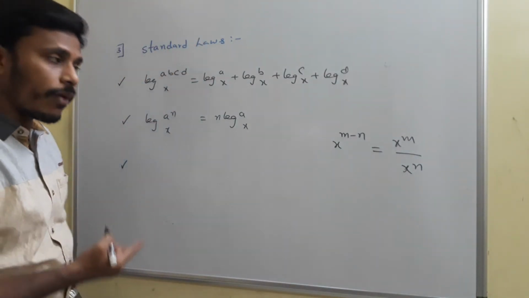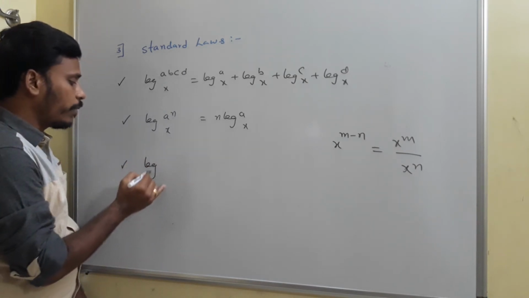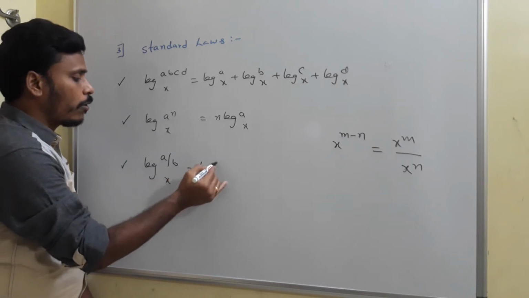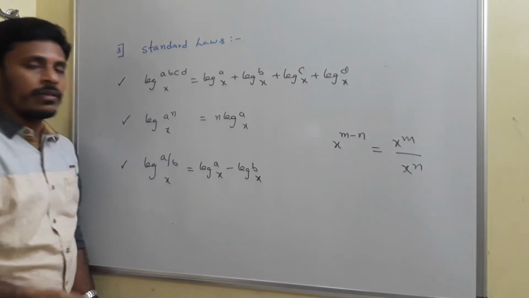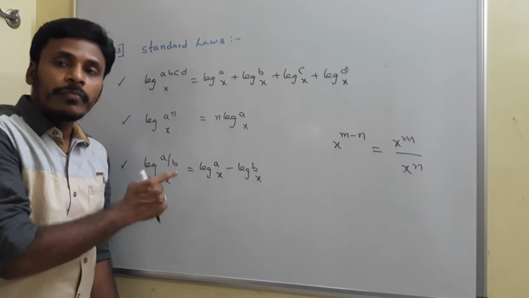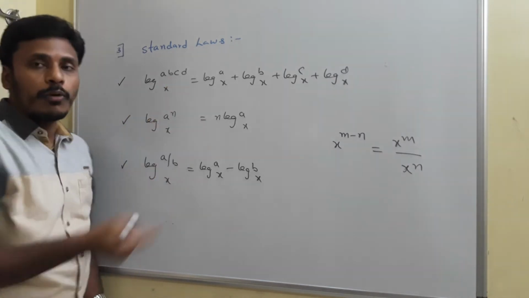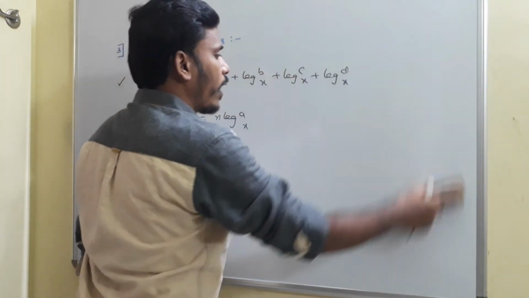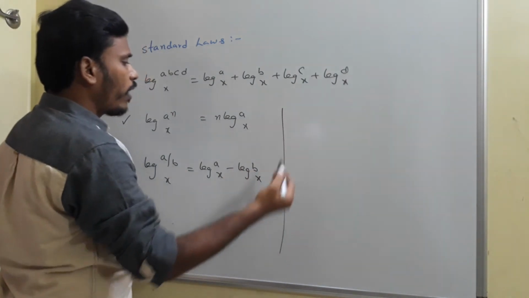Using this law of exponent, we will develop another law of logarithm, and that law is simply logarithm of a by b base x is equal to logarithm of a base x minus logarithm of b base x. Just have a look. Logarithm of the division is equal to the difference of the logarithms. Logarithm of the product is equal to the sum of the logarithms. Using all these things, there is a possibility to write different problems, to simplify different values.